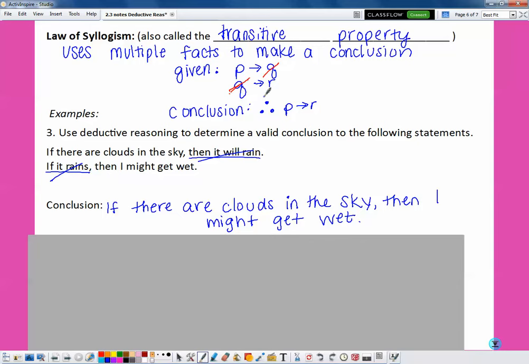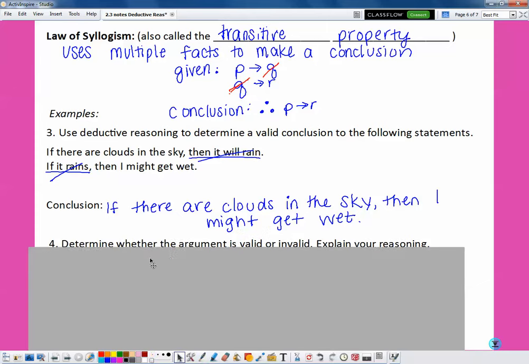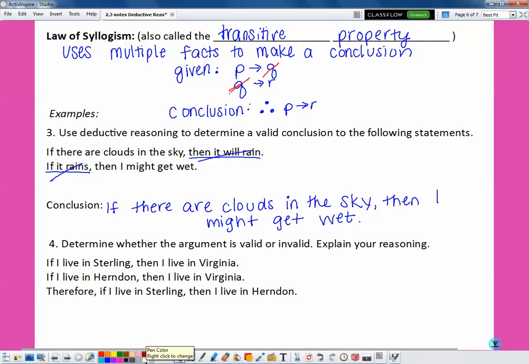Now, in order to draw this conclusion, Q had to be the conclusion of the first statement and the hypothesis of the second. So let's look at another example. Determine whether the argument is valid or invalid. Explain your reasoning. If I live in Sterling, then I live in Virginia. If I live in Herndon, then I live in Virginia. Therefore, if I live in Sterling, then I live in Herndon.